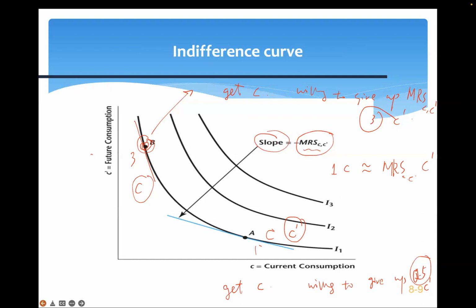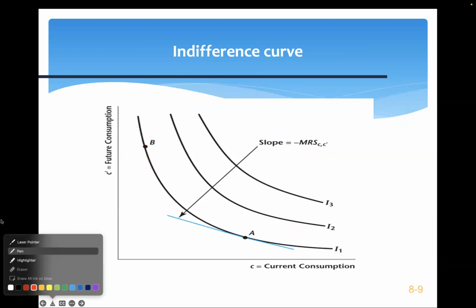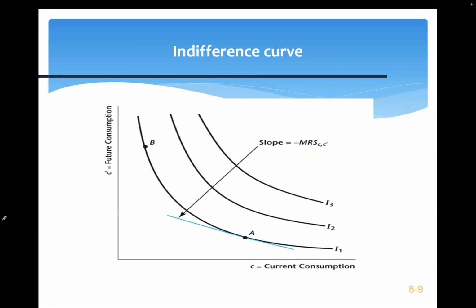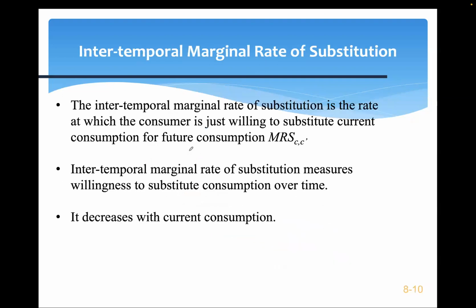Now the third one just says C and C prime are both normal goods. So that just means if your income increases, the curve is going to shift up, or you are going to move from this curve to the other curve when you have a higher income. Okay, so that's coming from the assumptions regarding preference, right?